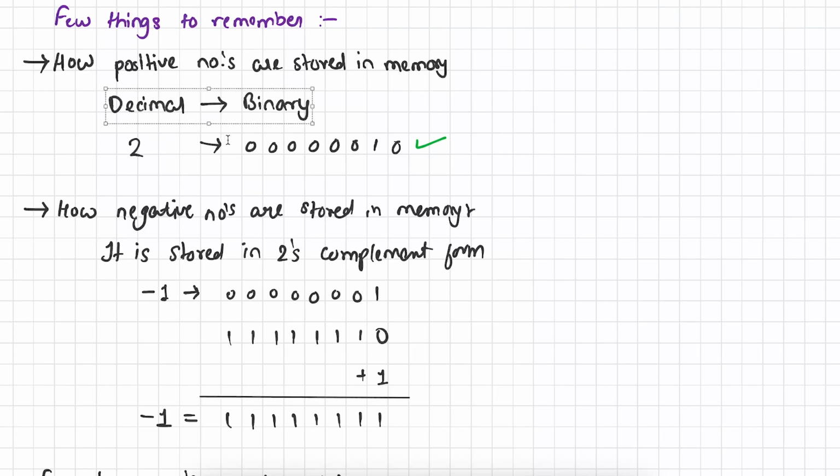In case of 2, we simply convert this 2 to binary, and the binary representation of 2 is 0, 0, 0, 0 and 0, 0, 1, 0. So this binary representation gets stored in the memory. Okay, clear. So this is all about positive numbers. But there is a twist in negative numbers.